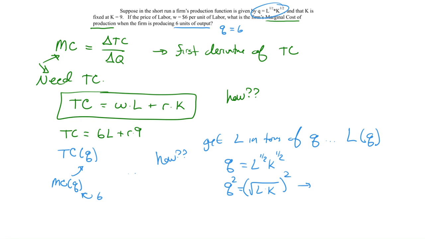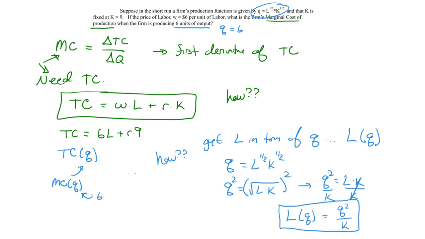So that's going to tell me that Q squared equals L times K. And if I divide both sides by K, then I know L as a function of Q is equal to Q squared divided by K. This is really important. As we continue in this class, so this class is Econ 302 at Penn State University, we're going to need this a lot. So it's good to know that.